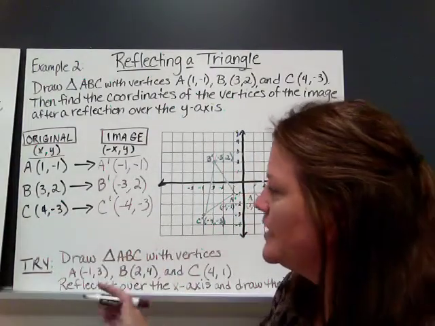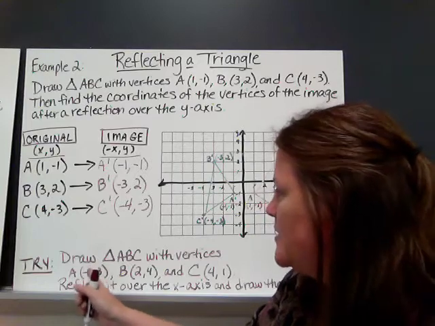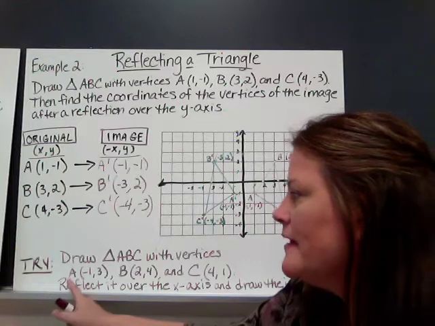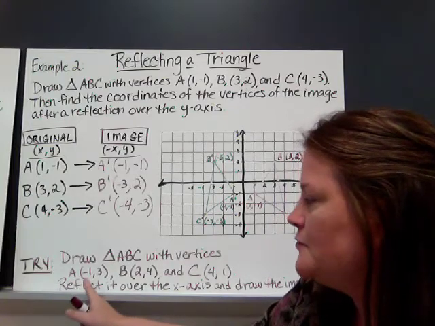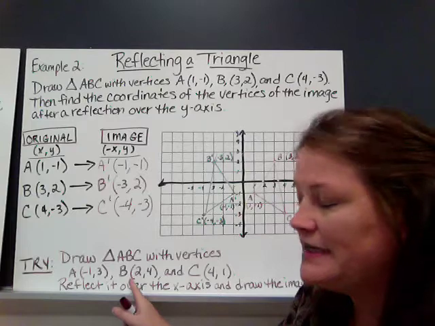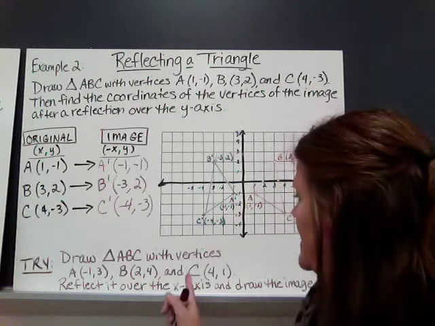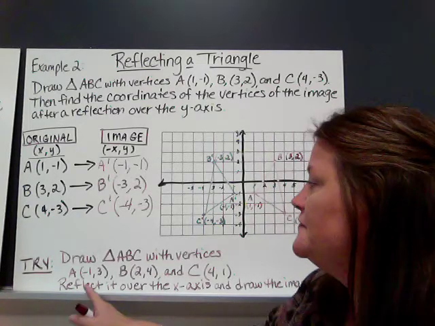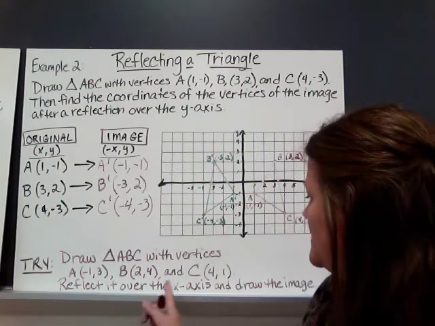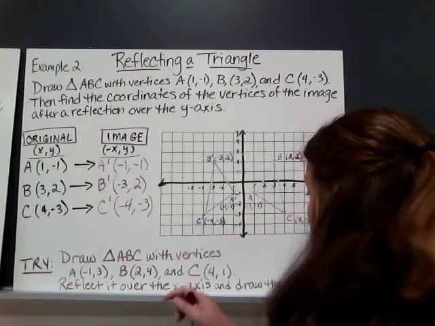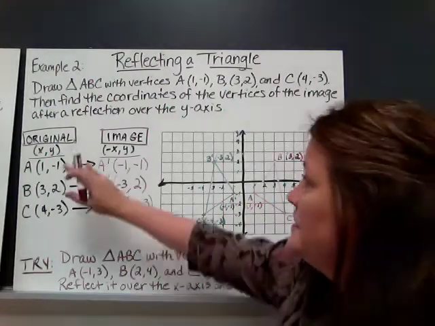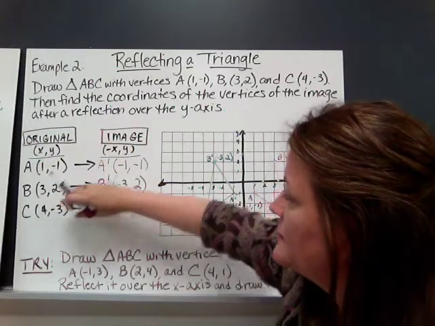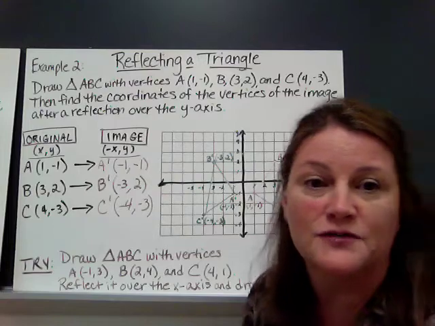And what I want you to try to do now is, on your graph paper, draw a new triangle, ABC, with these vertices. We have A at -1, 3, B at 2, 4, and vertex C at 4, 1. I'd like you to reflect that triangle ABC over the x-axis this time and draw the image. Please refer to this so that you can see how you write the original coordinates for the vertices and how you write the image's coordinates for the vertices.